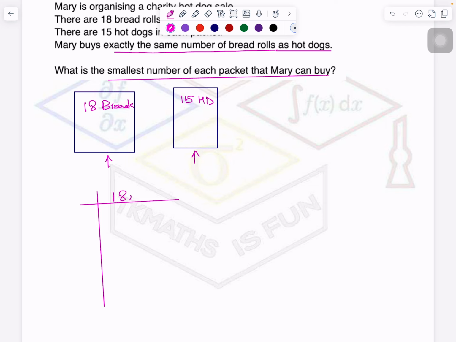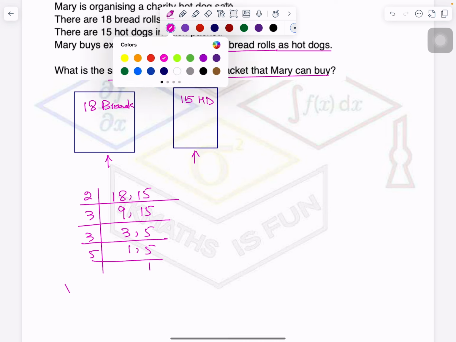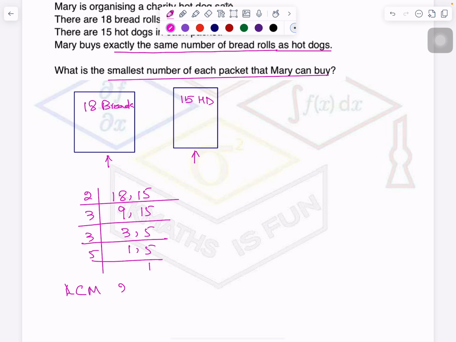Okay, 18 and 15, starting with the smallest number. 2 9s are 18. It doesn't come. Then go with 3. Then again go with 3. Then with 5. So what is the least number she can make together of breads and hot dogs? 2 into 3 into 3 into 5.